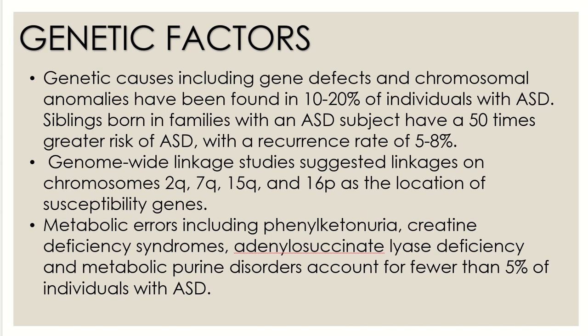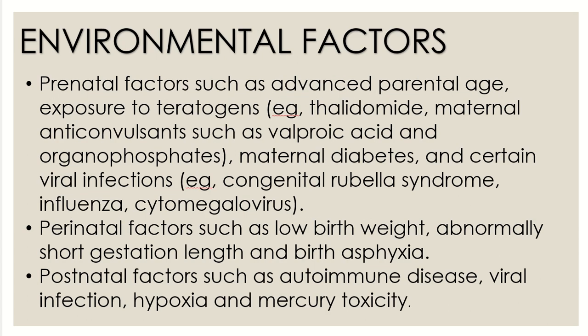Genetic causes include gene defects and chromosomal anomalies, which have been found in 10 to 20% of individuals with ASD. Siblings in families with an ASD subject have a 50 times greater risk of ASD, with a recurrence rate of 5 to 8%. Genome-wide linkage studies suggest linkages on chromosomes 2q, 7q, 15q, and 16p as the location of the susceptibility genes. Metabolic errors including phenylketonuria, creatine deficiency syndrome, adenylosuccinate deficiency, and metabolic purine disorders account for fewer than 5% of individuals with ASD.